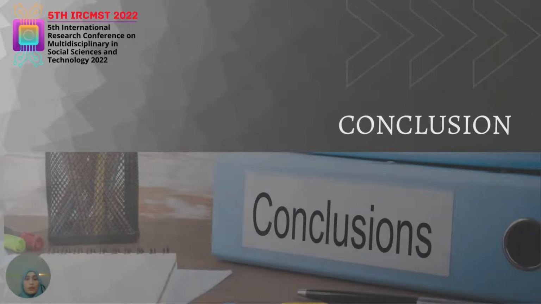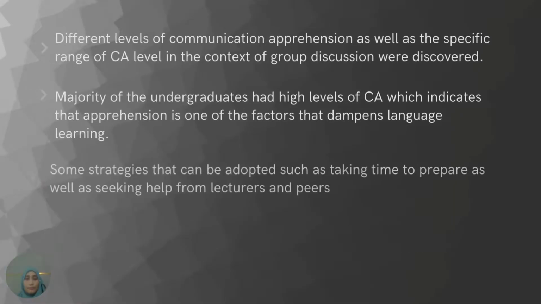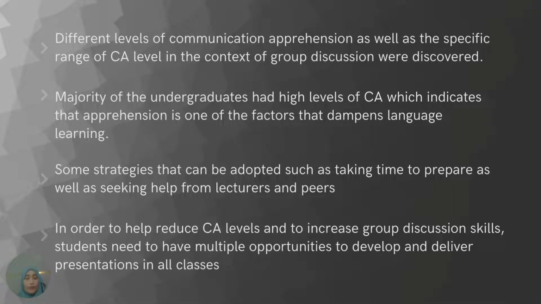So, as a conclusion, this paper has presented some findings regarding the CA level within a specific population of students and in a particular setting of group discussion. Overall, the findings have indicated that there are different levels of communication apprehension, as well as the specific range of CA level in the context of group discussion.